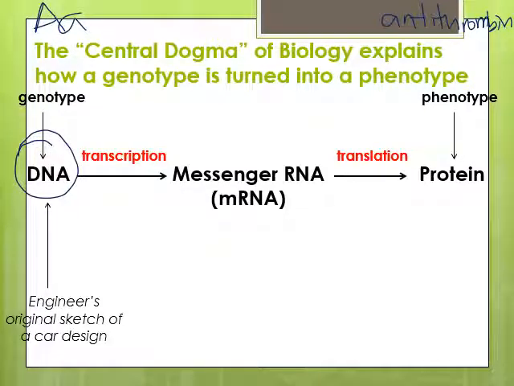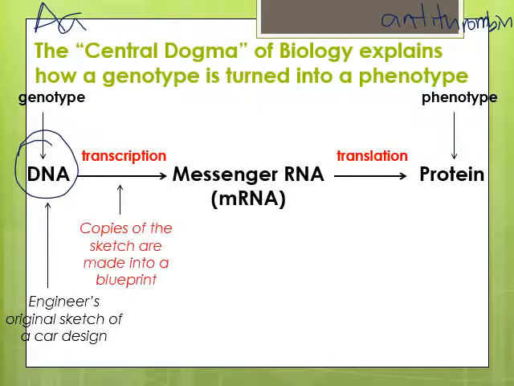So as an example, let's say that our DNA is the original sketch of a car design that an engineer comes up with, right? That doesn't mean much. If you just hand that sketch of a car design to some guy that you want to make a car, that's not really going to happen, right? You've got to go through a few other steps. So if you have the engineer's original sketch of the car design, the first thing you want to do is make copies of that sketch and turn it into a blueprint, okay? So now we're making it into something that you can actually use, like instructions that you can use to build this car.